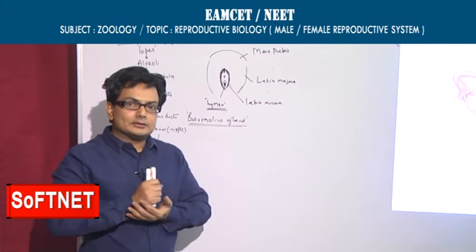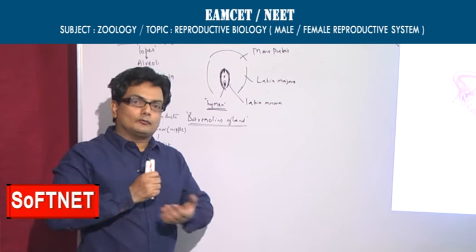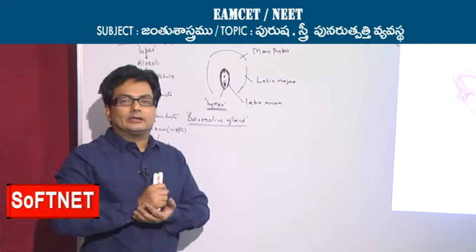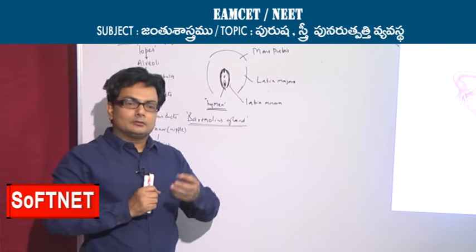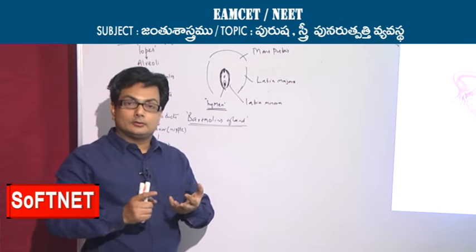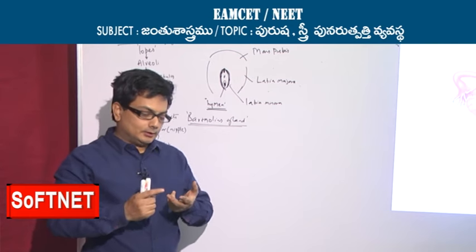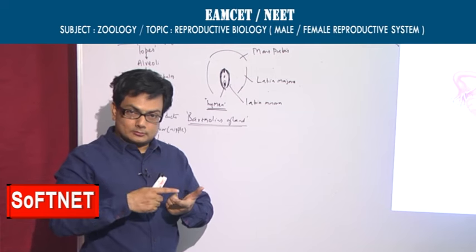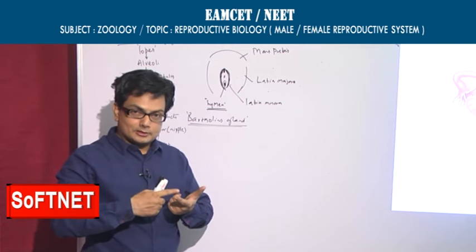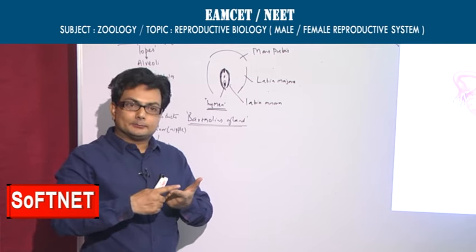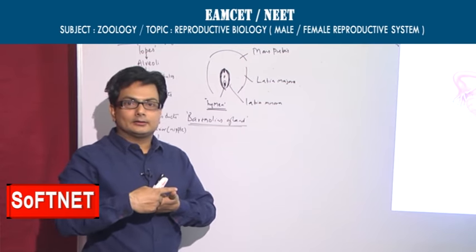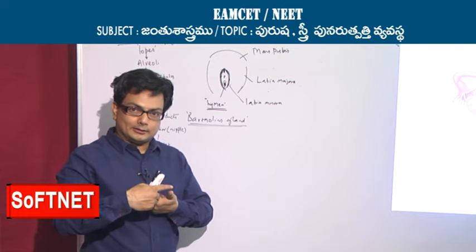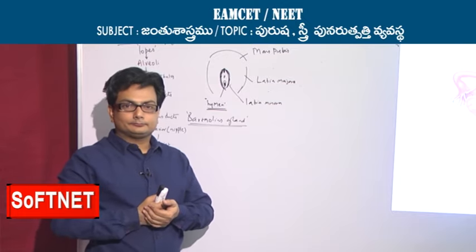Overall, when we take into account the role of the female reproductive system and also the mammary glands, it will be ovulation, fertilization, the implantation, and of course all through the gestation period there is support and parturition, and after that the care of the young one through lactation.